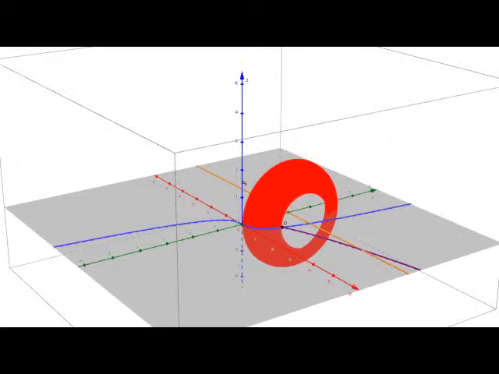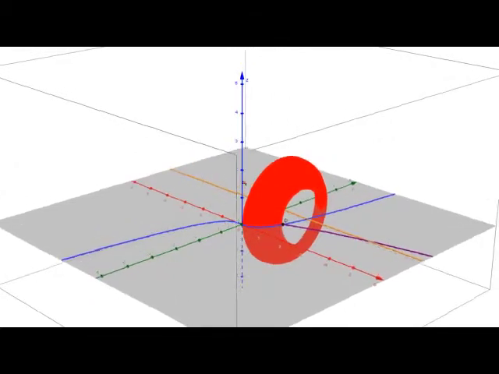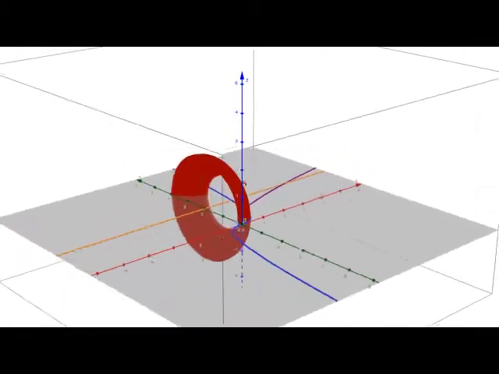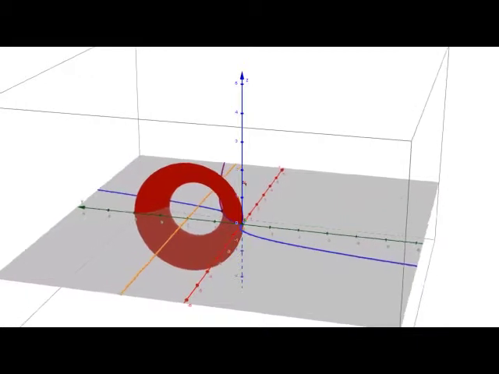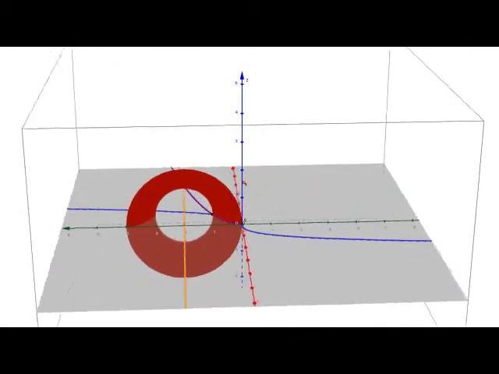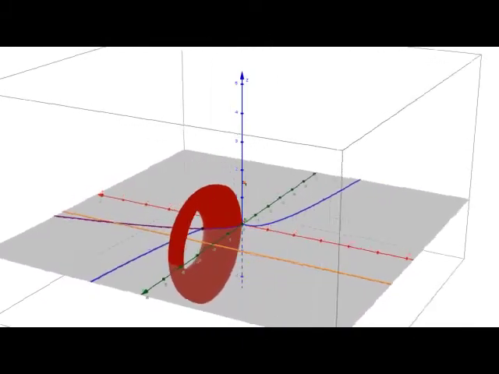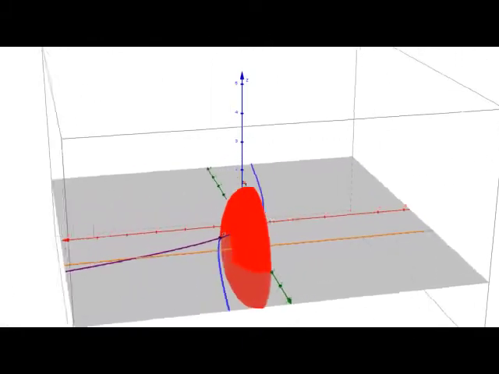Let's have a bit of a look at this. This is the shape, a big sort of bowl, I suppose. And we're going to be trying to find the volume of this particular shape.